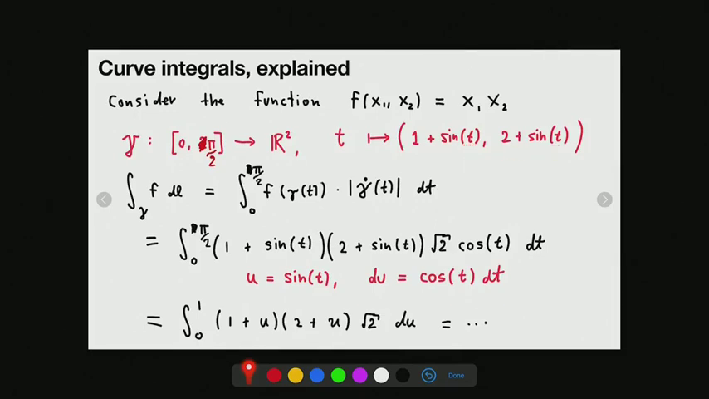What I do now is I use the same method as before. Okay, we have got our curve integral. We integrate the function f along the curve, giving us the integral from 0 to pi over 2 of f of gamma t, and we multiply it with the speed. Now, a number of things need to be done here.